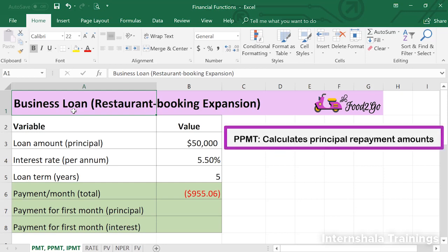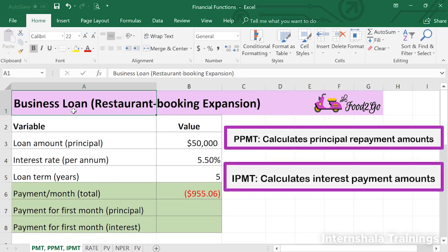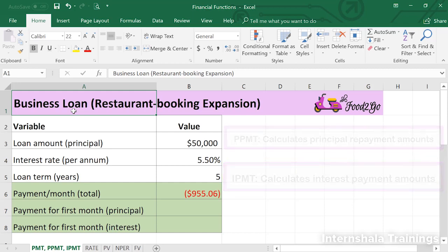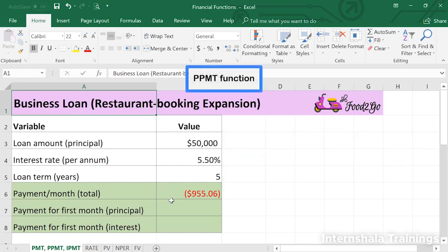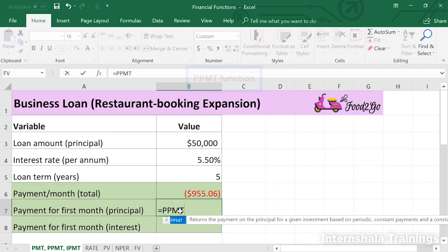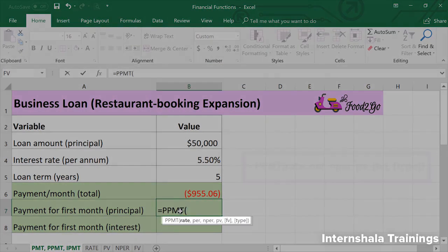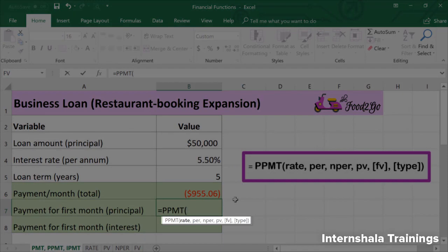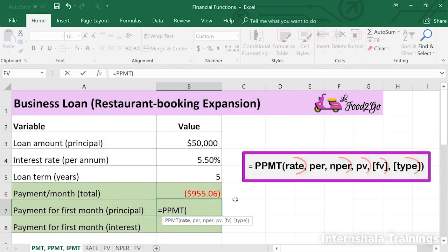PPMT calculates principal repayment amounts and IPMT calculates interest payment amounts. We will look at PPMT first. When we begin typing the function into a cell, we will be prompted with its syntax. Many of the inputs are identical to those used in the PMT function, except now we have an additional input.